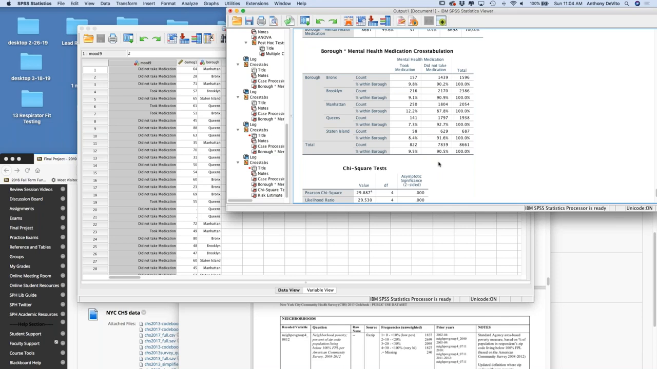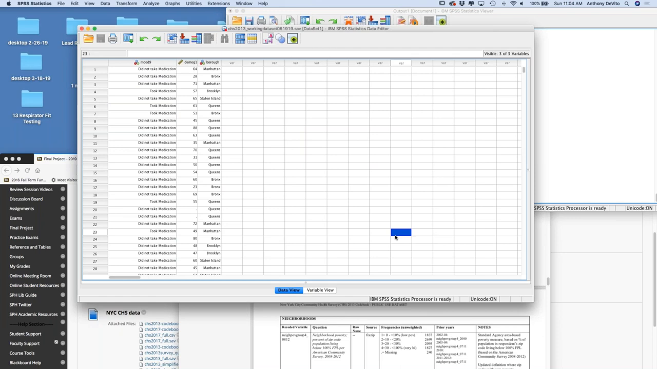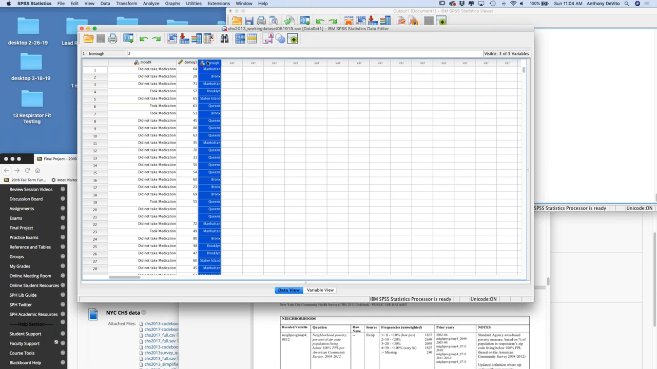Now, I also said odds ratio. The only problem is, if you look down here at risk estimate, in other words odds or relative risk, they only work for a 2x2 table in SPSS. So we would have to work with a 2x2 table here. Unfortunately, medication has two values, but borough has 5 values. Is there any way for me to get around that? Maybe there is a way for me to get around it.